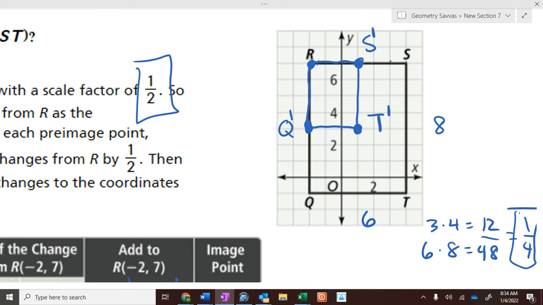How do you find the perimeter? Add up all the sides. Okay. So RSTQ is 6 plus 8 plus 6 plus 8, which is what? What's 6 plus 8 plus 6 plus 8? 28. Very good.